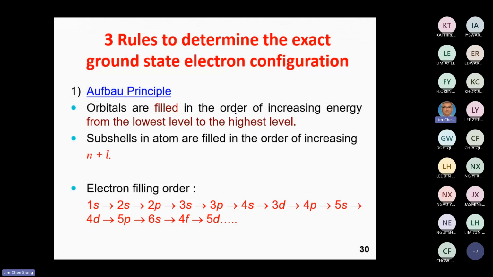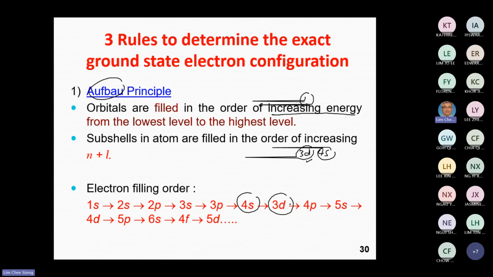Orbitals are filled in order of increasing energy. This one is the first point. So when you fill in electrons, for 3d and 4s, you must fill in 4s first before 3d. Why? Because the Aufbau principle states here. Have a look. See?